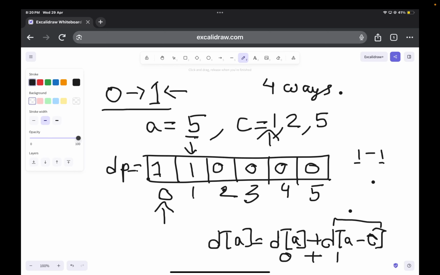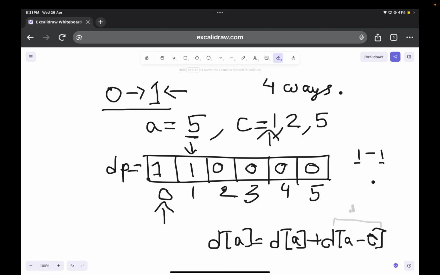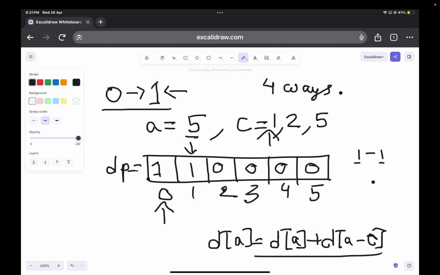Yes, sir. Now tell me for 2. For 2, what will be the case? Just apply this formula.